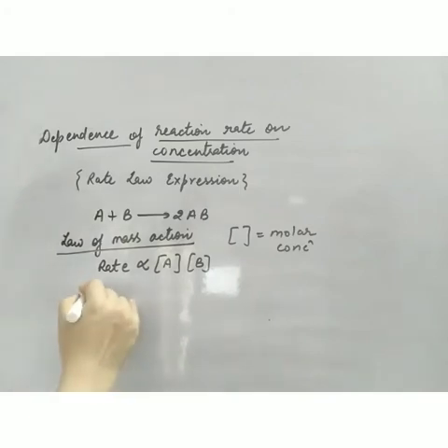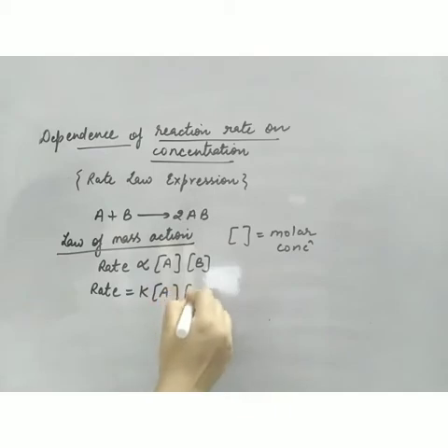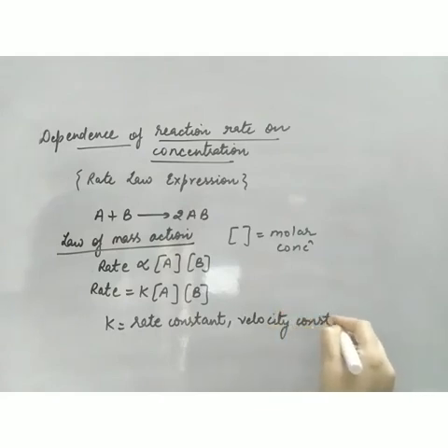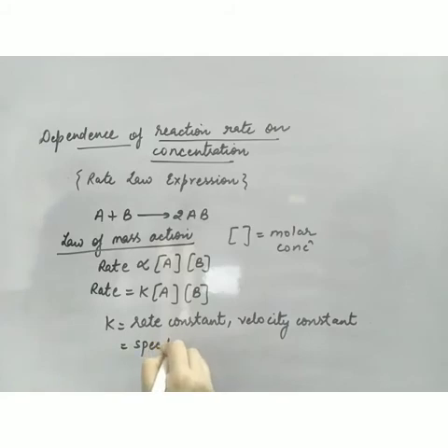Now if we remove the proportionality sign, one constant comes, that is K. And this K here is known as rate constant. This is a proportionality constant. Okay, it is also known as velocity constant. And this K is also known as specific reaction rate.